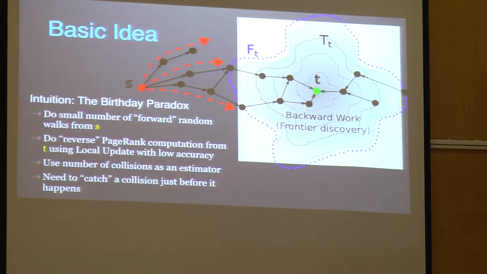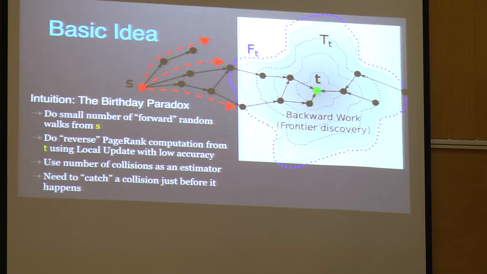But again, using the birthday paradox, you need the collision probability to be small. By the birthday paradox, if you have a set of size k, if you pick two sets of size square root k, then they'll have an overlap with high probability. And so basically, we use this number of collisions as an estimator, and we need to catch a collision just before it happens.